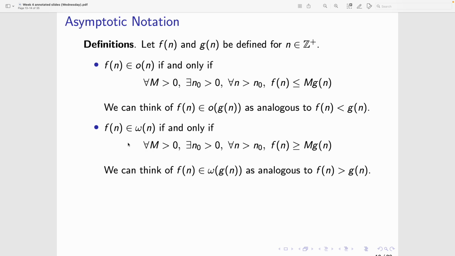Little omega is the analogous thing for a function being larger than another, just like how big omega denoted that a function's value was eventually larger or about the same as another function. If f of n is in little omega of g of n, then f of n grows way faster than g of n. No matter what constant multiple you multiply g by, f will eventually be larger than g of n forevermore.